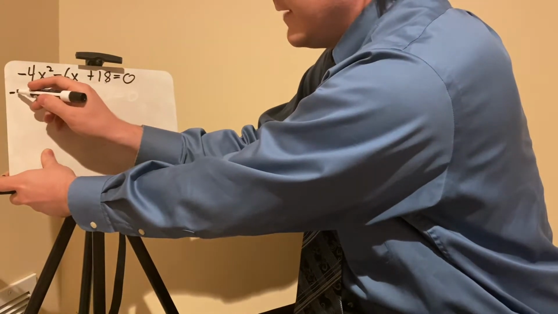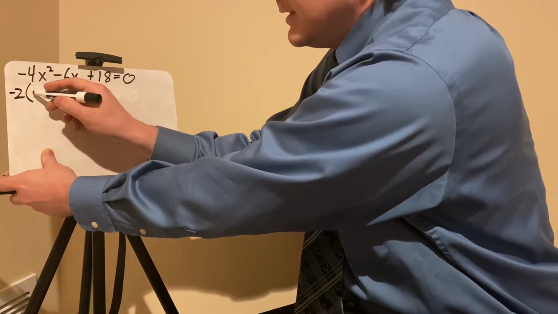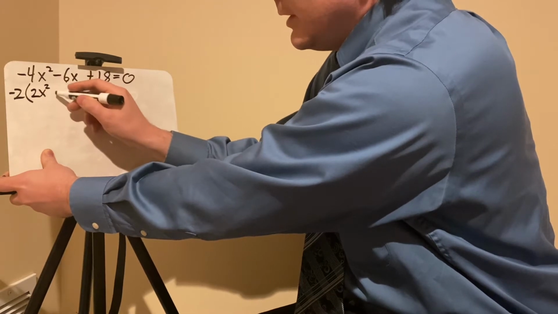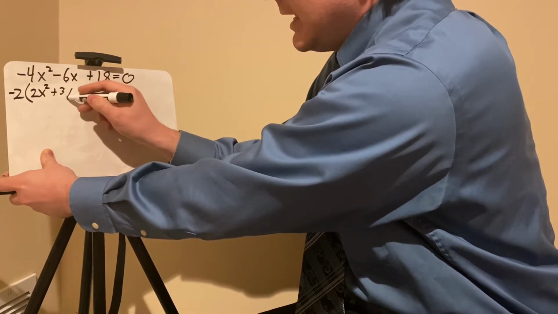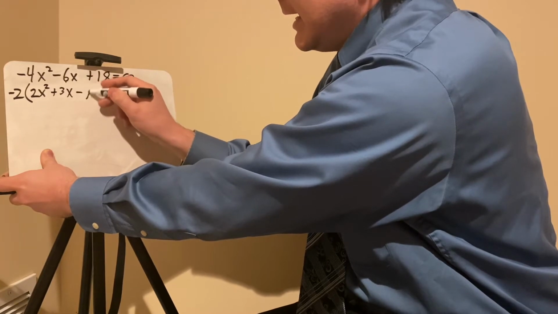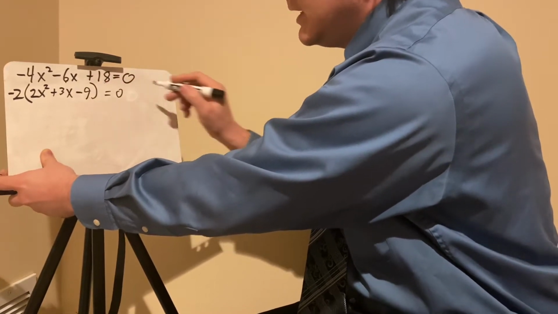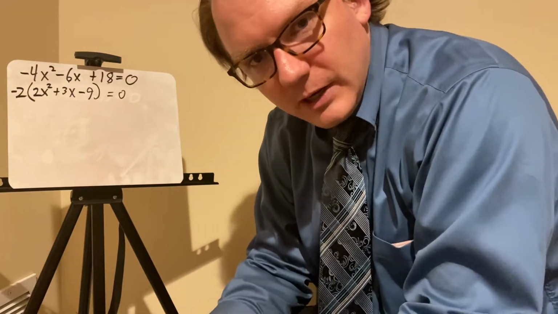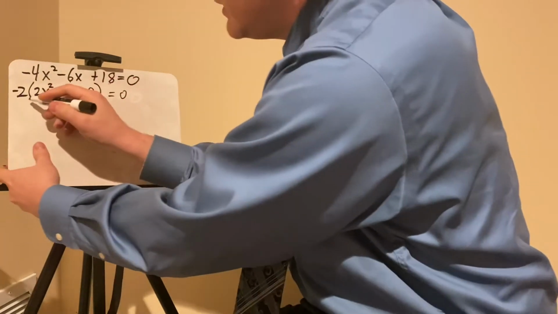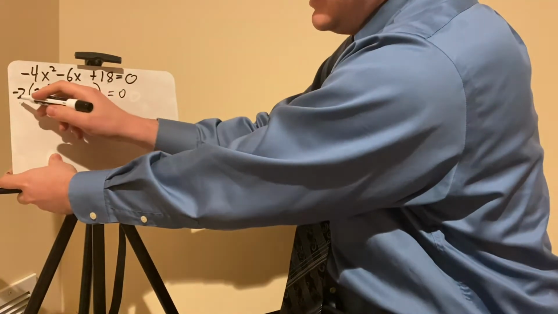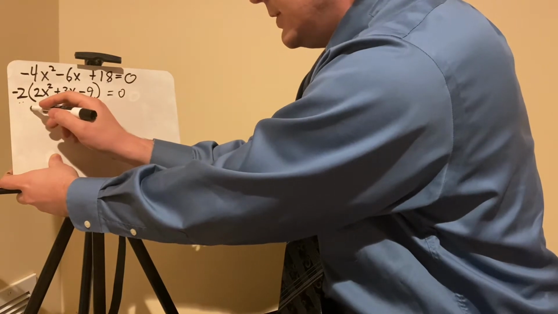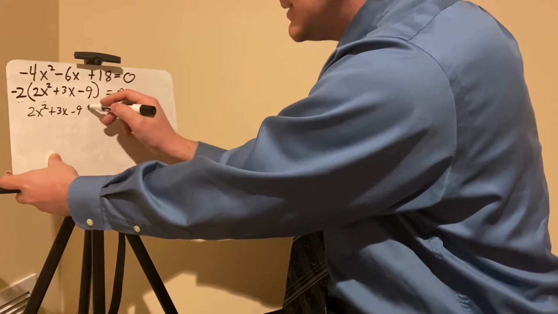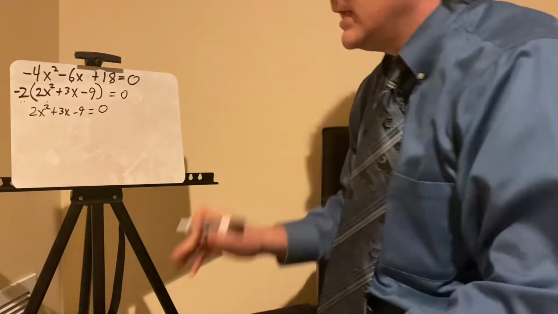I can take out a factor of -2, which might help to make this easier. So I just divide everything by -2, which leaves me with 2x squared plus 3x minus 9 equals 0. Now the zero factor property tells me that one of these two factors has to equal 0. I know it's not -2, so 2x squared plus 3x minus 9 must equal 0. And that's what I want to figure out.